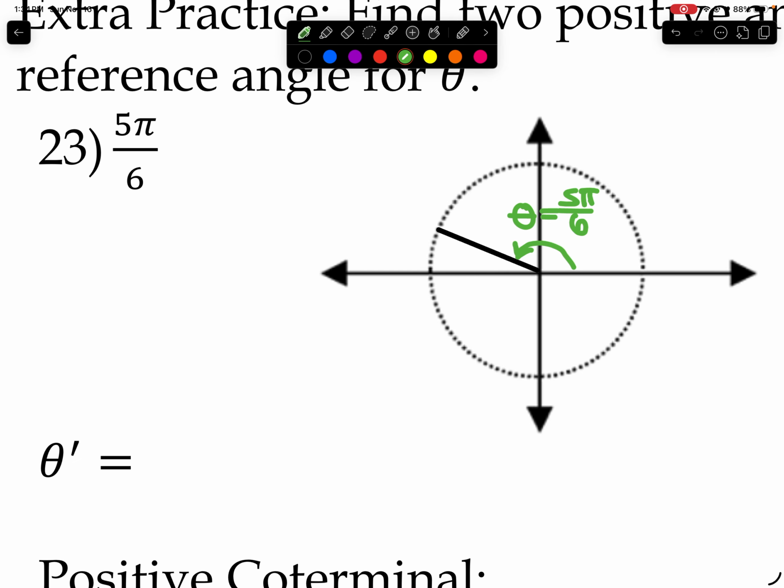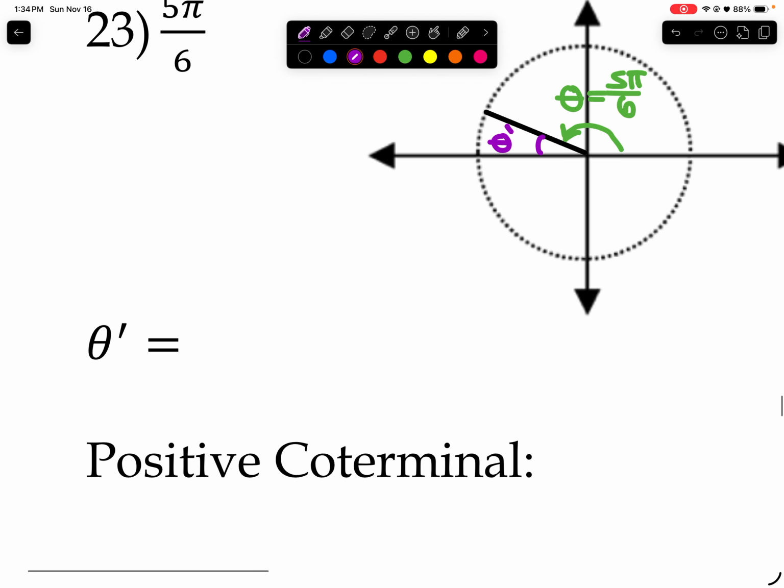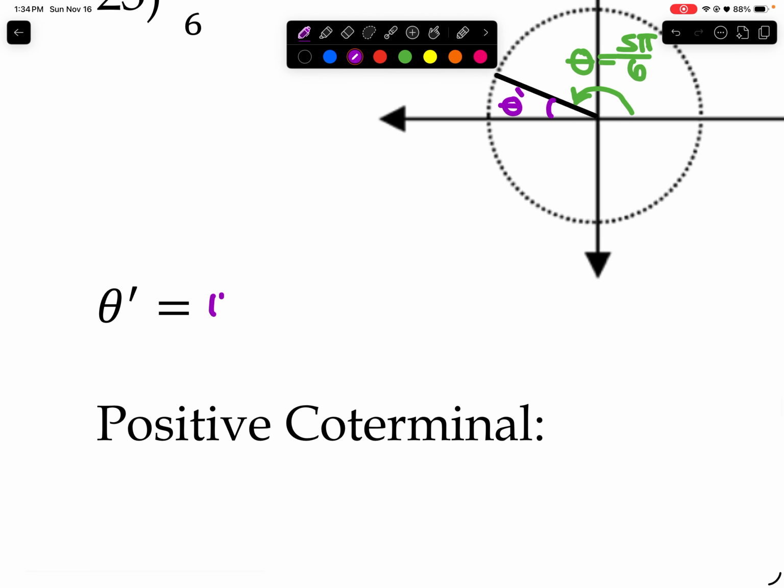And then find a reference angle. That's going to be this angle right here. So essentially, how many more radians do I need to get a full radian of pi? So in this case, this is going to be equal to pi minus 5 pi over 6, which is equal to pi over 6 radians.